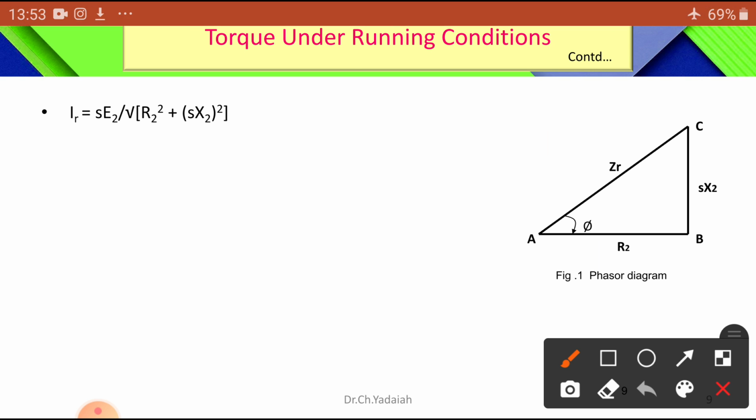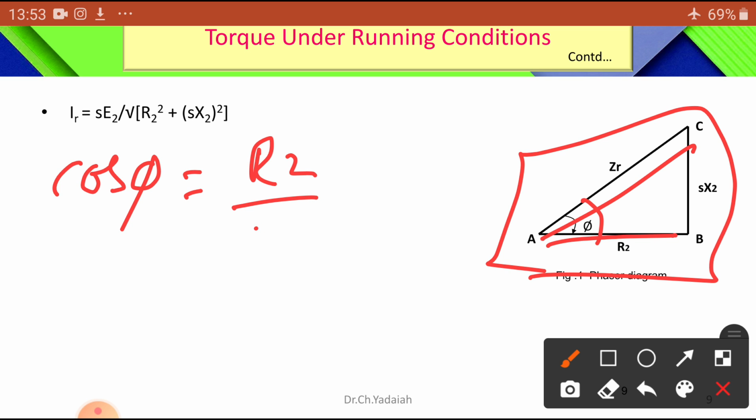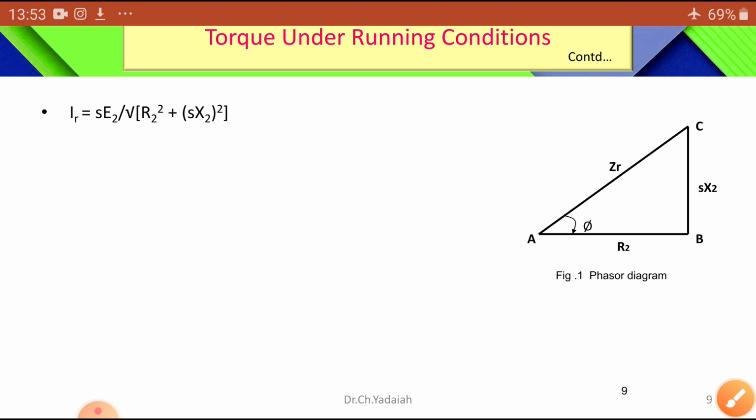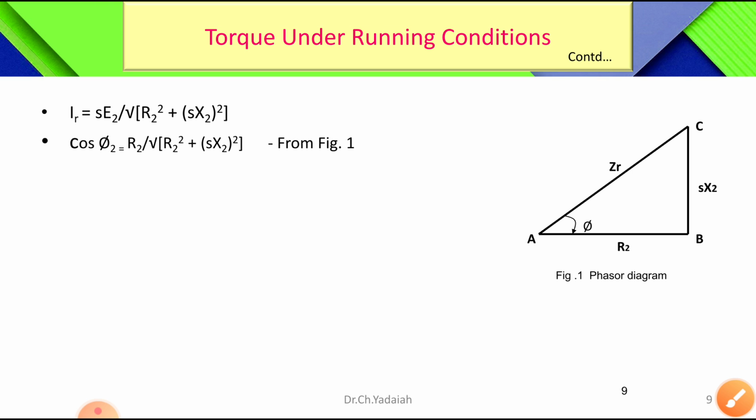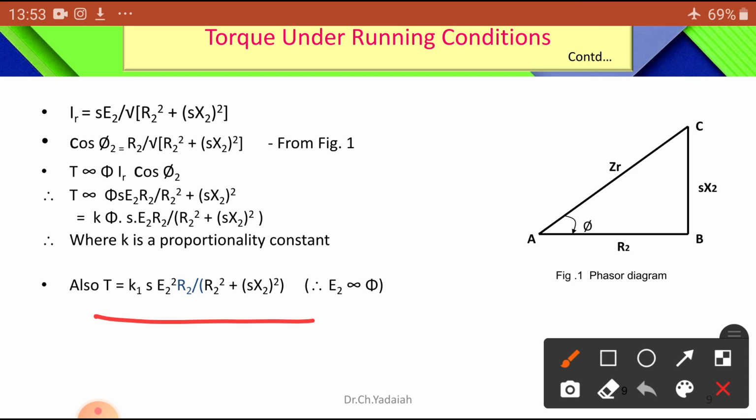As per the impedance triangle, I am going to write cos phi r. What is cos phi r? Cos phi is equal to R2 by Z. You know R2 is a constant, and Z I can write as this value. Then cos phi is equal to R2 by the root of this expression. From this equation we substitute into the original torque equation, and then we get this. K is a proportional constant. Then finally, we get the torque as this formula.